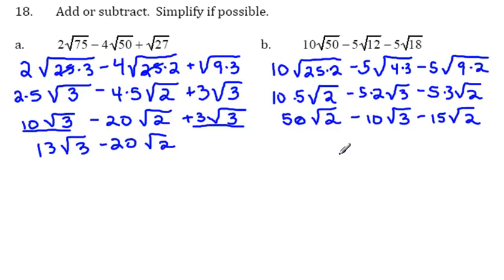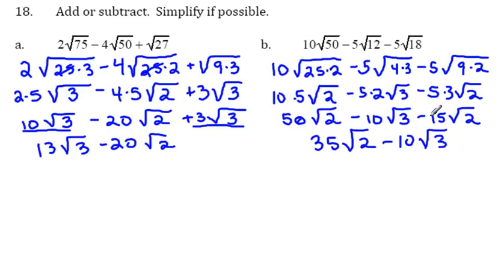So again, just like I did in problem A, I'm looking for like radicals. I have 50 times the square root of 2 and 15 times the square root of 2. The fact that they're both square roots, meaning my index is the same on both, and the radicands in both are 2, those are like terms. 10 times the square root of 3 is not a like term because it has a different radicand. So I can subtract the numbers in front of my radical signs. 50 minus 15 is 35 times the square root of 2 minus 10 times the square root of 3.